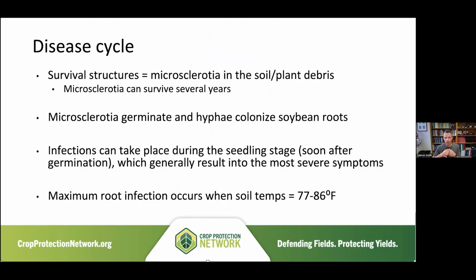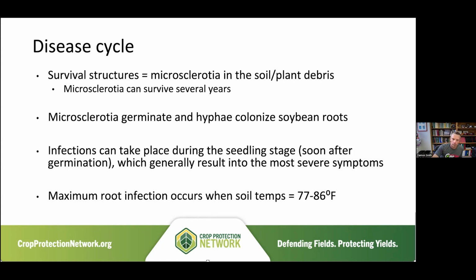So that's primarily how it gets moved around, via those microsclerotia on either soil or plant debris. This is one of the things that we need to keep track of: equipment that's leaving and entering fields, making sure we're taking some time cleaning things, knowing what's going on in those fields, so we're sure we're not moving debris from one field to the next.